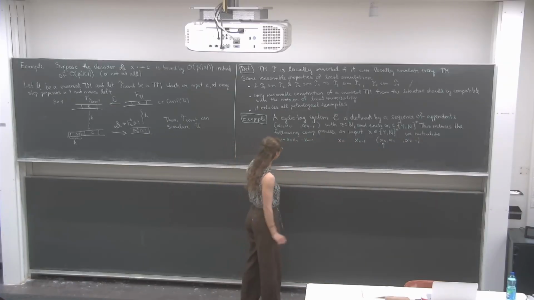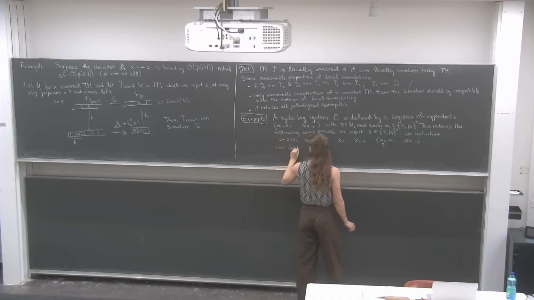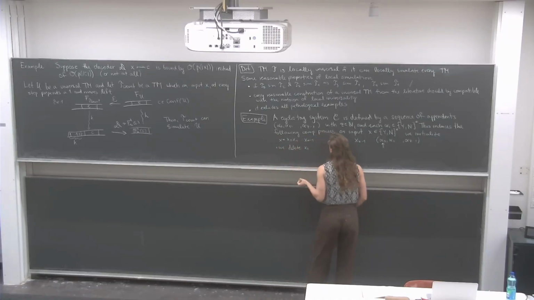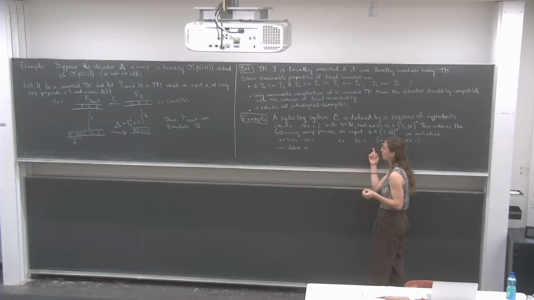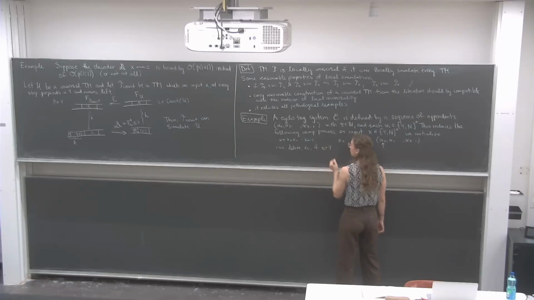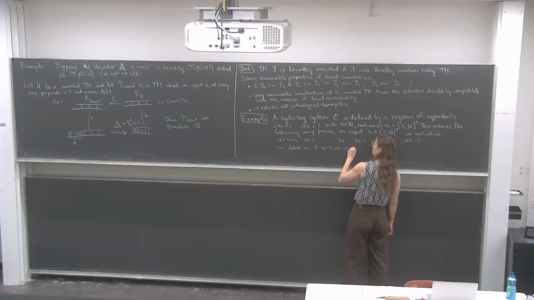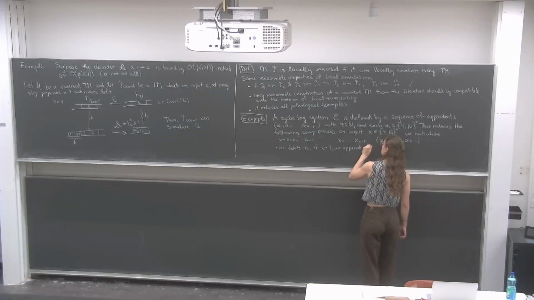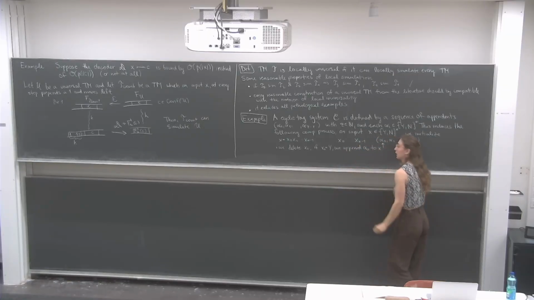So we delete x0 from the beginning of this configuration, and if x0 was a yes, we append alpha 0 to x, otherwise we do nothing.